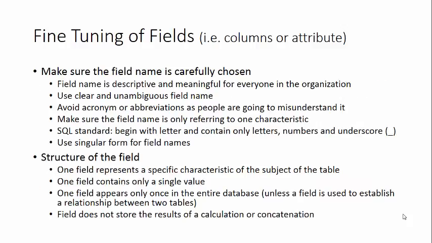So some of the good practices in database structure are actually very simple. The first one is related to fine-tuning of the fields. Last week we mentioned that a field is also called a column or attribute in a table. A table is a very fundamental structure, and a field is a column of a table. And every column or every field has a name.